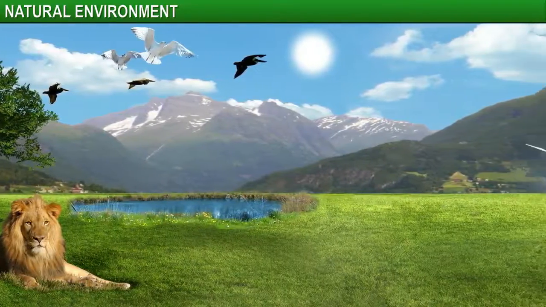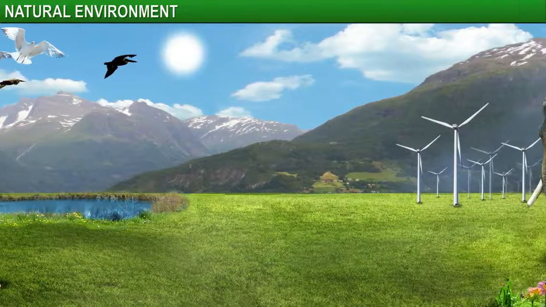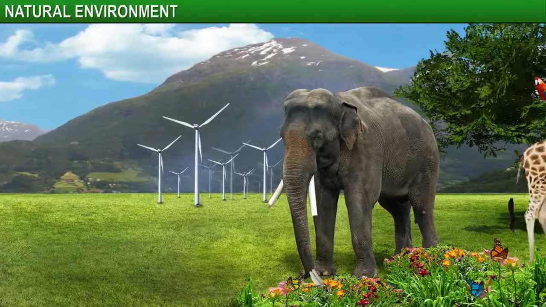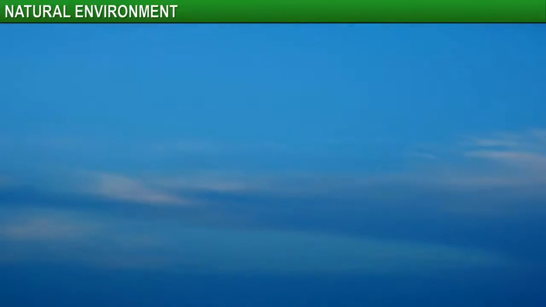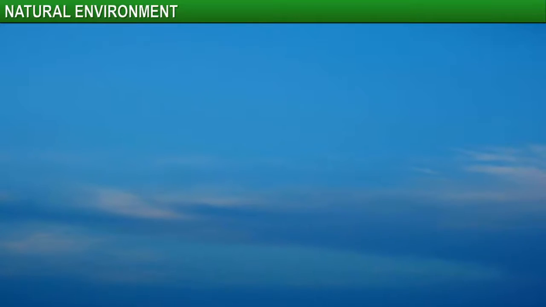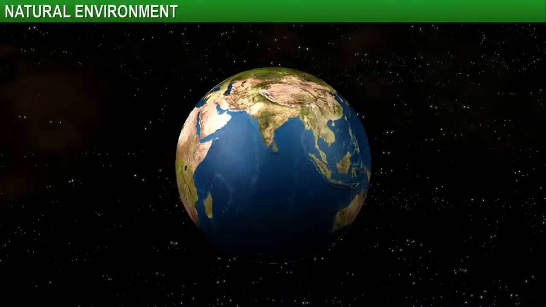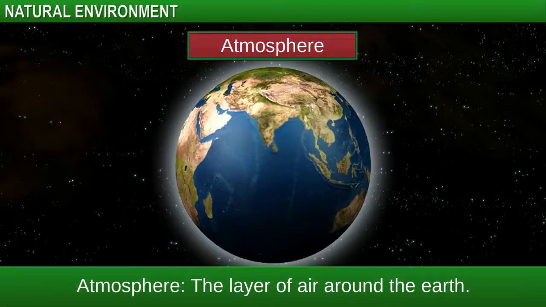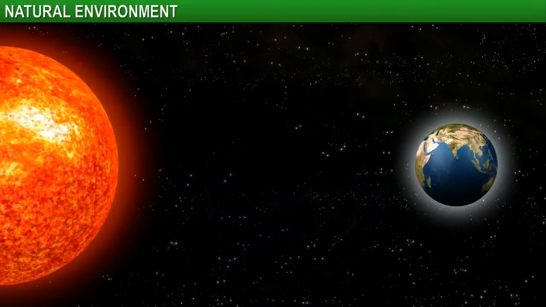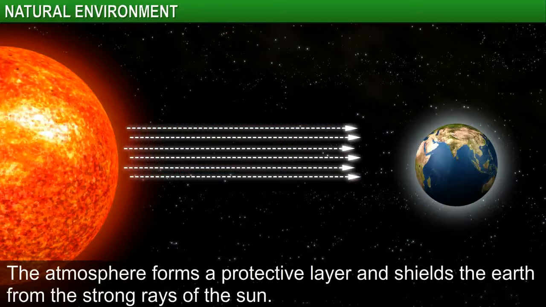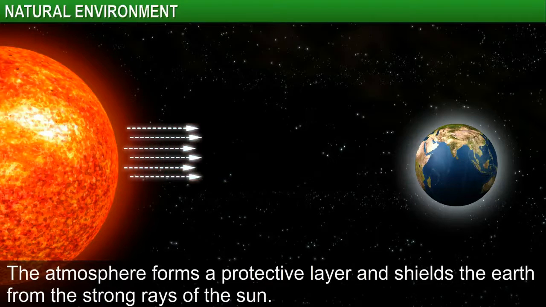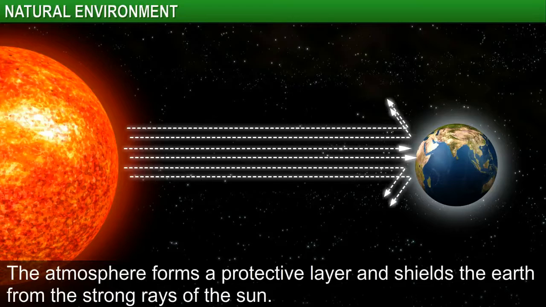Apart from water, what is the other component that is essential for life to exist? It's air that we need to breathe. The Earth is enveloped by a thin layer of air called the atmosphere. The atmosphere forms a protective layer and shields the Earth from the strong rays of the sun. Without this shield, these rays could prove harmful.